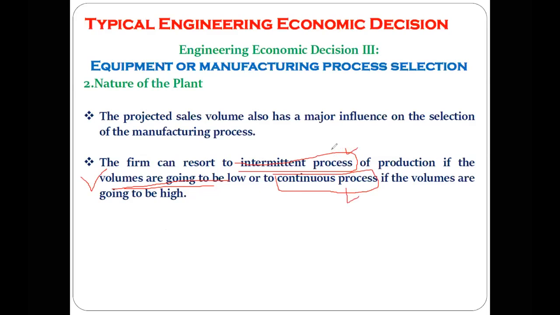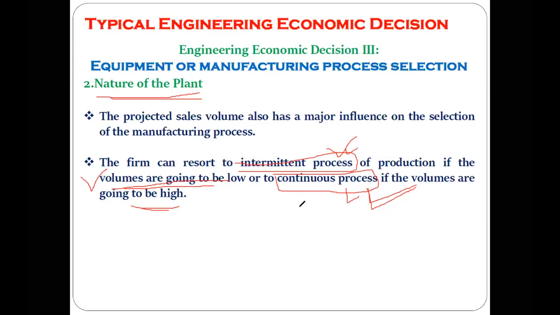Intermittent process. Definitely, if the volumes that you are going to produce in your company of a certain product are low, then definitely you will require the intermittent process machinery. If volumes are going to be high, then definitely you will require the continuous process machineries. Understood? So that is nothing but the nature of the plant. Because what happens if the machinery does not remain in continuous working condition, the particular machinery has to go through a lot of maintenance, and that maintenance cost can affect the profit of the company.